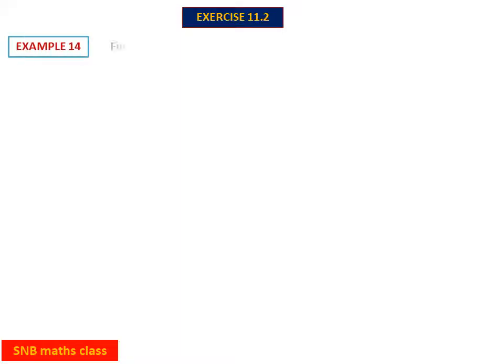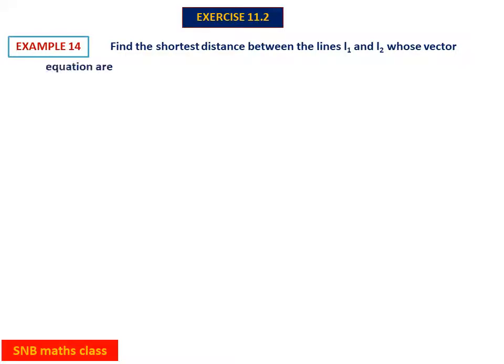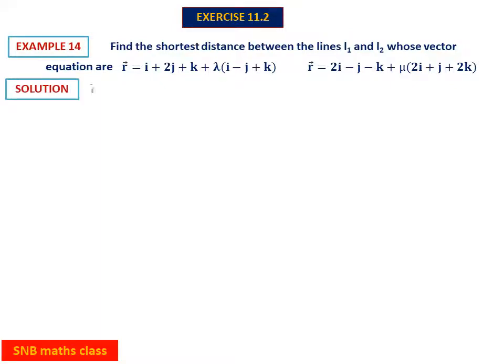So let us take example 14. Find the shortest distance between the lines L1 and L2 whose vector equations are r equal to i plus 2j plus k plus lambda times (i minus j plus k), and r equal to 2i minus j minus k plus mu times (2i plus j plus 2k). We have already done one question, but let us do one more question.